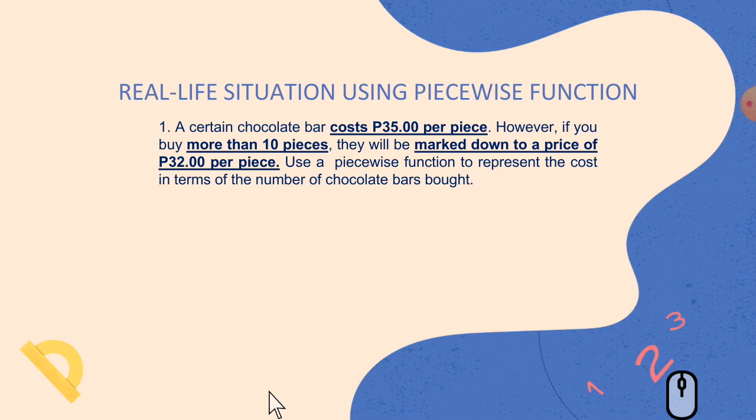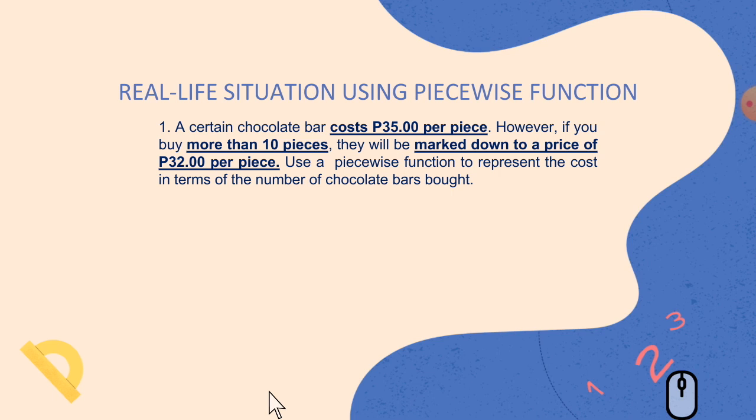However, if you buy more than 10 pieces, they will be marked down to a price of 32 pesos per piece. So, sabi dito, kung bibili ka ng higit sa 10 piraso na chocolate bar, magma-markdown sila ng presyo at gagawin nilang 32 pesos kada isang piraso ng chocolate bar. Ngayon, use a piecewise function to represent the cost in terms of the number of chocolate bars bought.